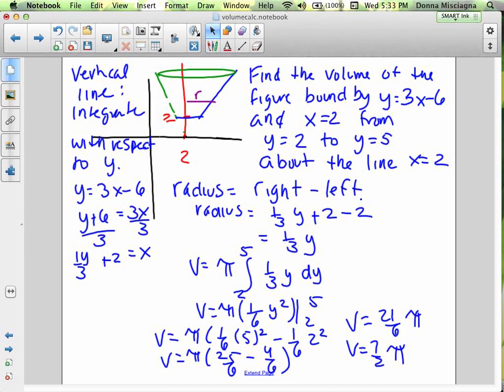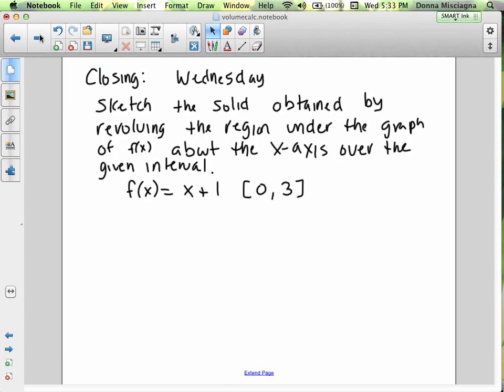All right, and as a reminder, this is the closing. Kind of similar to mine. You have a line as well. I could have drawn the rest of the line in, but I didn't, because that's all I needed. All right, so you're going to sketch the solid obtained by revolving the region under the graph of f of x about the x-axis over the given interval. And so f of x equals x plus 1 from 0 to 3. And if you have all your steps, that will certainly suffice for your justification.